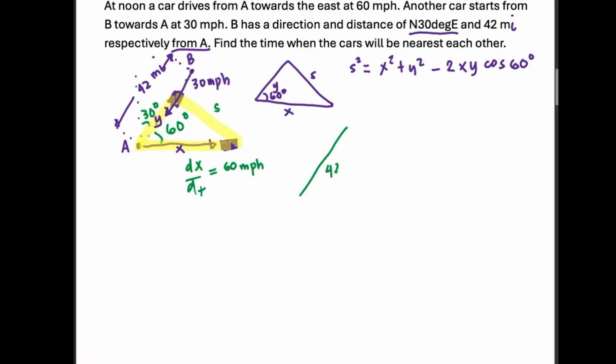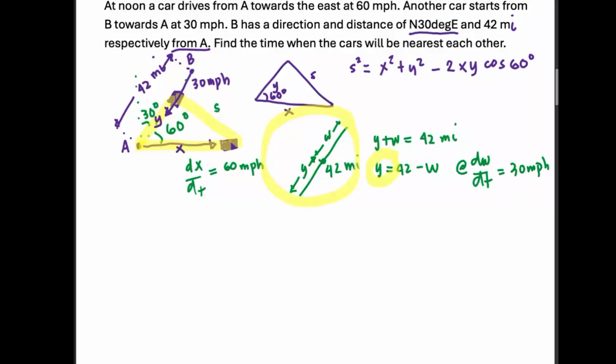So again, this is the total distance of 42 miles. This is the Y. Okay. Let's make up another variable here. W. Okay, that's the distance traveled by the car 2. So how will we represent Y in terms of W na lang, diba? So from the figure, the equation that we can create is Y plus W is equal to 42 miles. And since we do not have the value for dy over dt, we will replace y with w. So magiging 42 minus w. So we use w because meron tayong value ni dw over dt, which is 30 mph. So we will substitute this to the cosine law equation. So rewriting it.